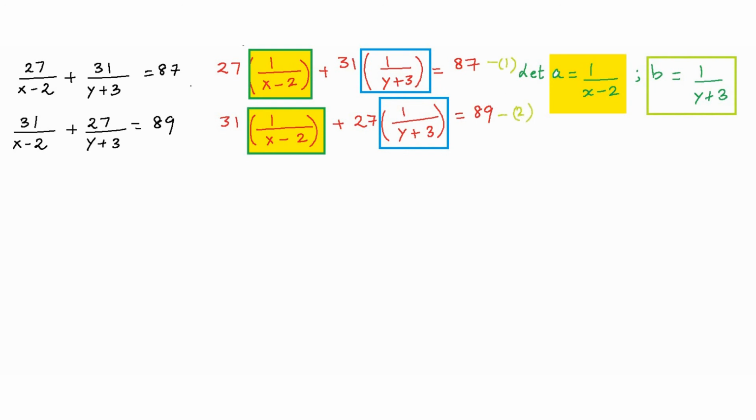Now I get equations 3 and 4. So it is 27 times 1 by x minus 2, which is a. So 27a plus 31b is equal to 87. That is one equation. And the other equation is 31a plus 27b is equal to 89. So I'm just waiting for a couple of seconds for you to really digest what I did.